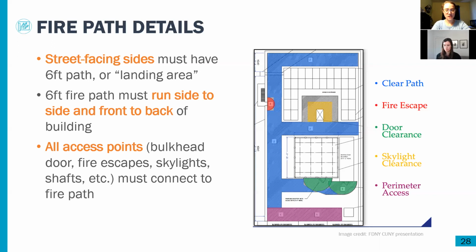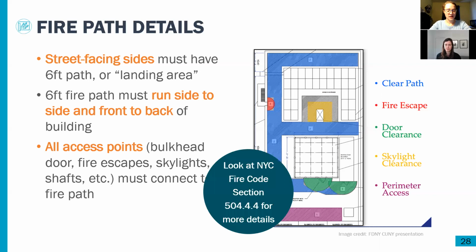Another thing to know about fire paths is that while all of these rules are true, you can also maximize the system size by putting the fire path in the place that would otherwise be shaded by bulkheads, or running it along the perimeter of the roof so that it doesn't cut straight down the middle of where a solar installation could go. And if you want to get into the nitty-gritty details, Fire Code section 504.4.4 has all of the rules.